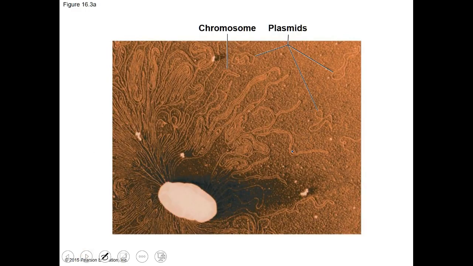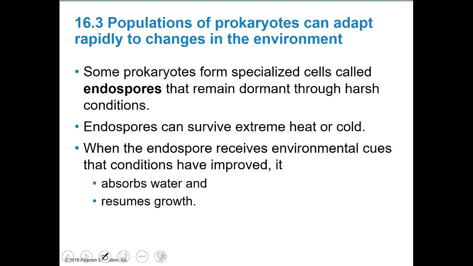So you have this big circular chromosome, but off to the side you'll have these extra little circular pieces of DNA. We call those plasmids. Good for DNA technology, real easy to mess with.